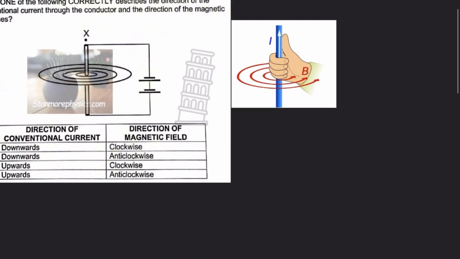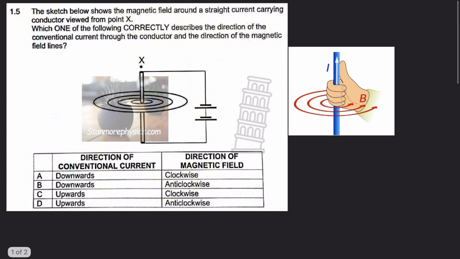Question 1.5. The sketch below shows the magnetic field around a straight current-carrying conductor viewed from point X. Which one of the following correctly describes the direction of the conventional current through the conductor and the direction of the magnetic field lines? Okay, so let's start with the direction of the conventional current.